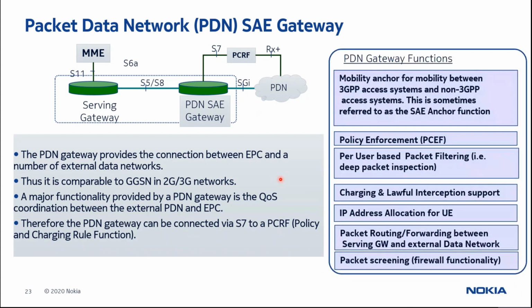I would say this PDN gateway, that is Packet Data Network SAE gateway, is one of the gateways to the external world. So that is why it is actually fitting to call it a SAE gateway. This is basically comparable to a GGSN as I described earlier. The major functionality provided by the PDN gateway is the QoS coordination between the external PDN and EPC.